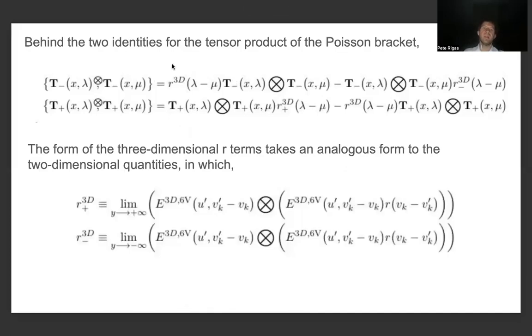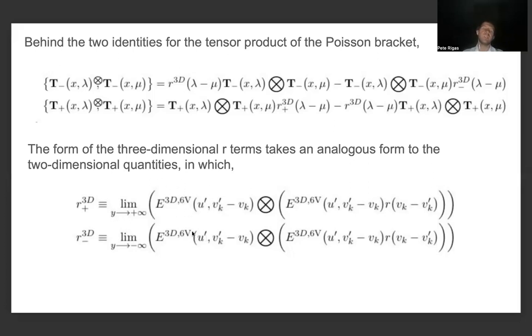And so behind the two identities for the tensor product of the Poisson bracket, this three-dimensional quantity R that we had introduced takes an analogous form to the two-dimensional quantities, in which R plus of 3D is given by the limit as y tends to positive infinity of some quantity E3D of the three-dimensional six-vertex model.